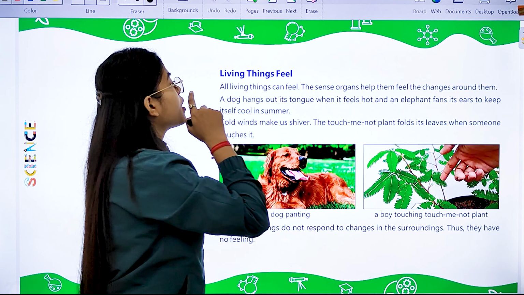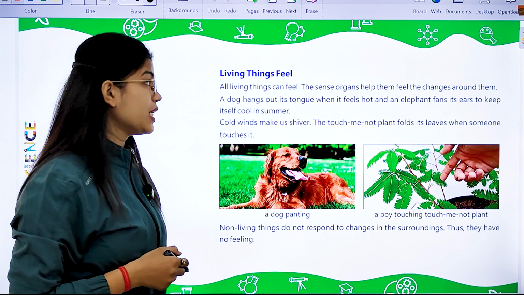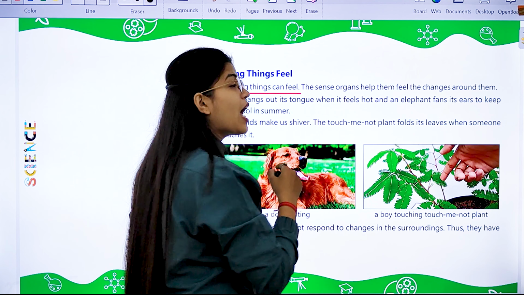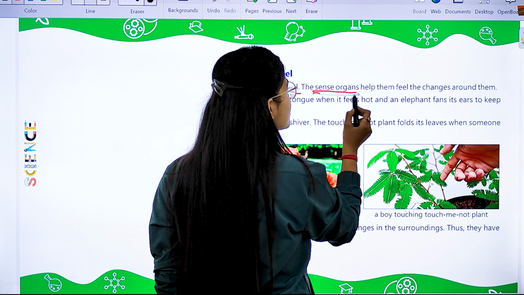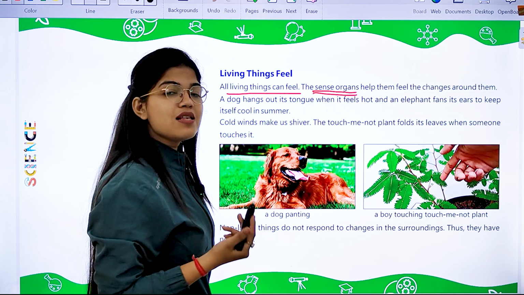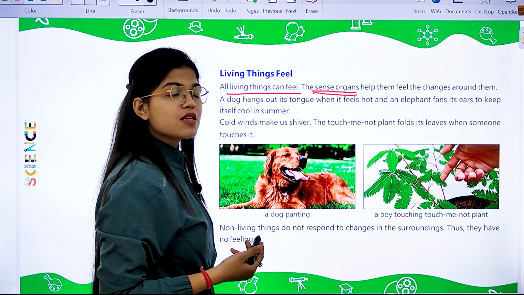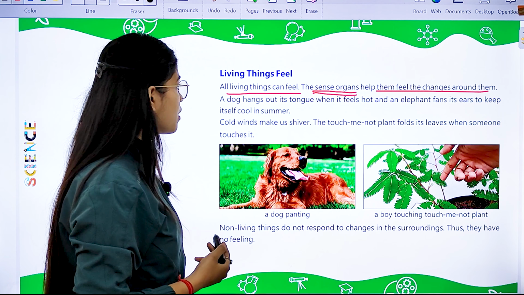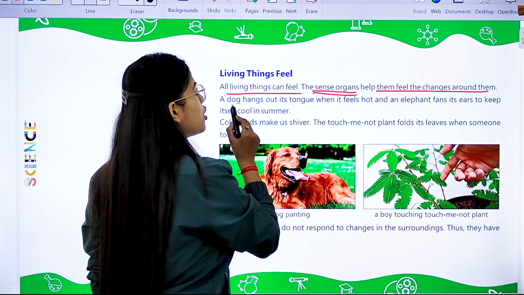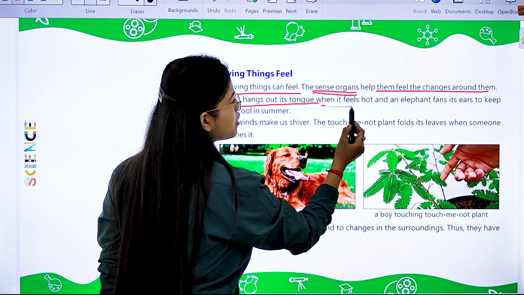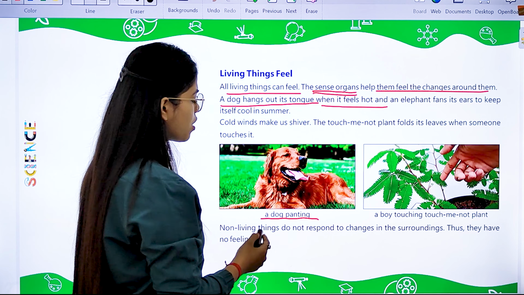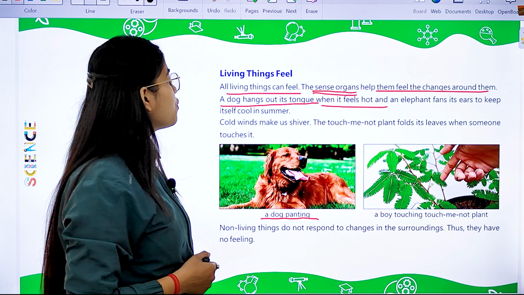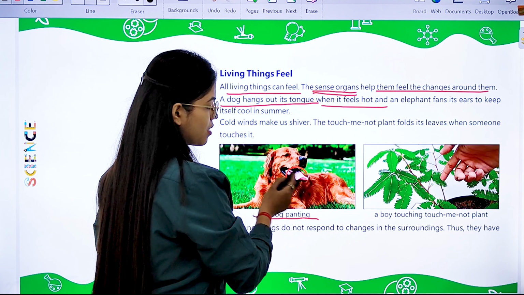Okay. Next, living things feel. Yes, all living things can feel. Why? Because they have some special organs known as sense organs. And these sense organs help living beings to feel the changes occurring around them. Like a dog. A dog hangs out its tongue when it feels hot. You can see this is a dog which is panting because it is feeling hot, and therefore it has hung out its tongue like this.